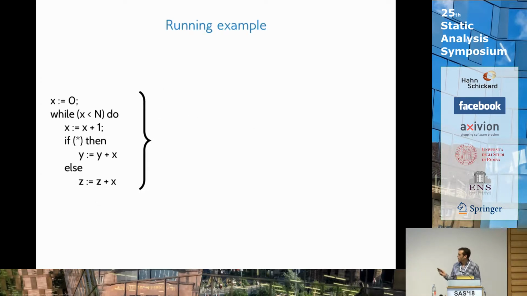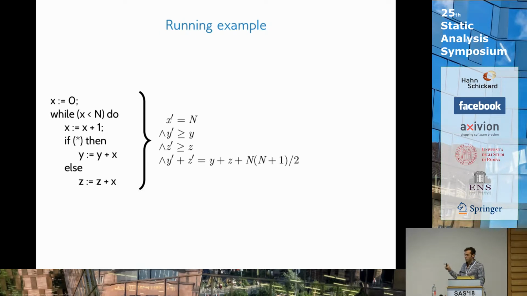So for example, let's take a look at this program that's going to count from x equals 0 to some symbolic constant n, and at each step it's going to non-deterministically choose to either increment y or z by x. Something we might want to prove is that after executing this computation, x is going to be exactly n. We might want to prove that because we're always adding a positive value to y and z increase over this computation.